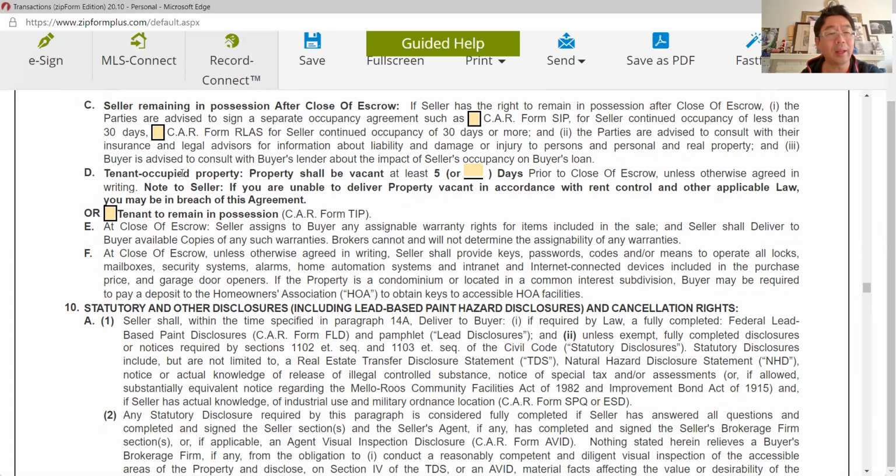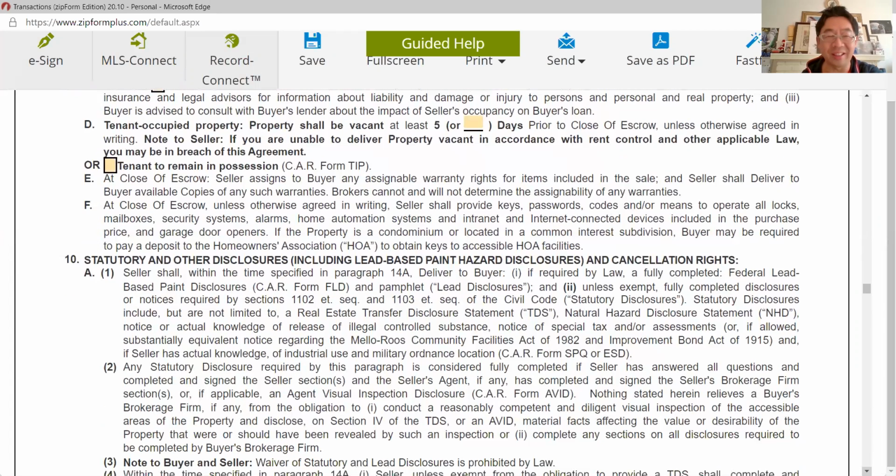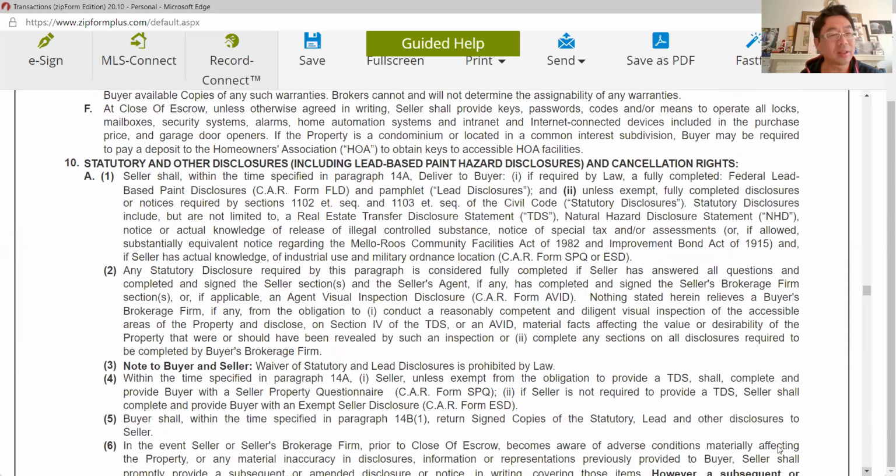For a tenant-occupied property, we need to make sure that if they still live there, they rent it back from you, because right now you become the owner and they become the tenant. It'll be very interesting. When you're a buyer, you beg them, and right now they beg you. That's weird.